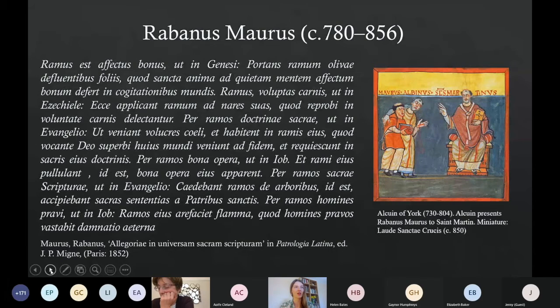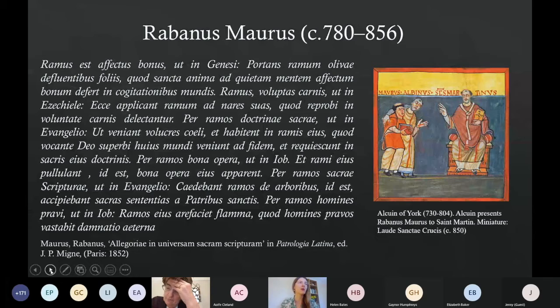Through the branches of sacred doctrine, as was said in the Gospel, as the birds of the sky come and dwell in the branches of this proud world, which God is calling to come to faith and rest in his sacred teachings. And through the branches of good works, as was said in Job. And these branches send forth new growth, that is, good works appear. And through the branches of sacred scripture, as we read in the Gospel, they used to hew branches from the trees. That is, they were learning from the sacred works of the Holy Fathers, and through the branches of crooked men, as we read in Job, fire shall dry up his branches, that depraved men shall lay waste to eternal damnation."